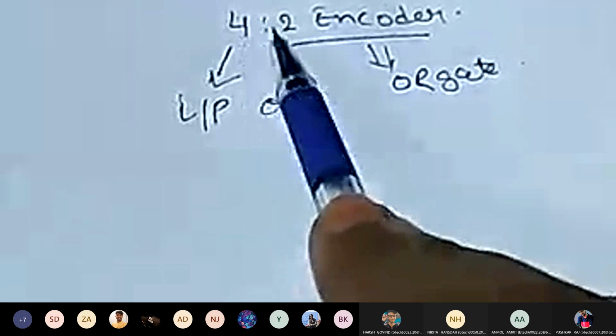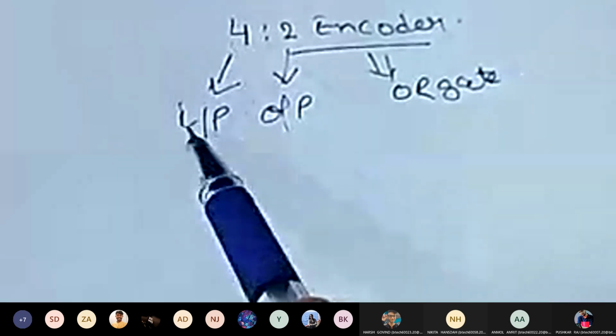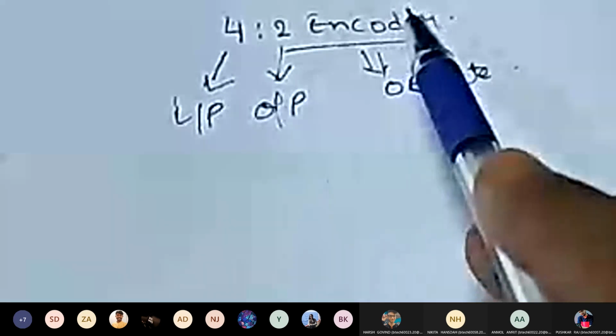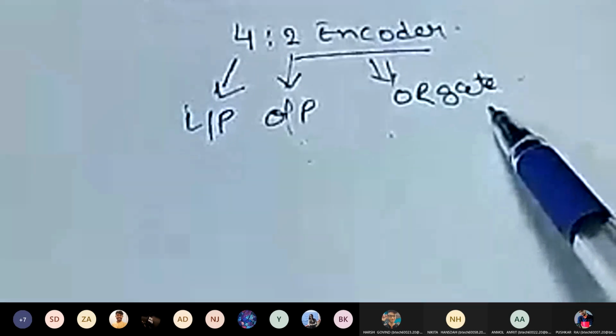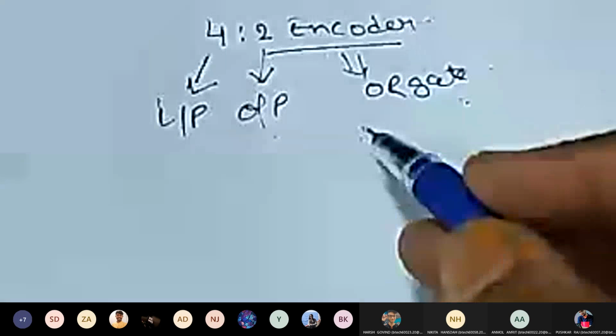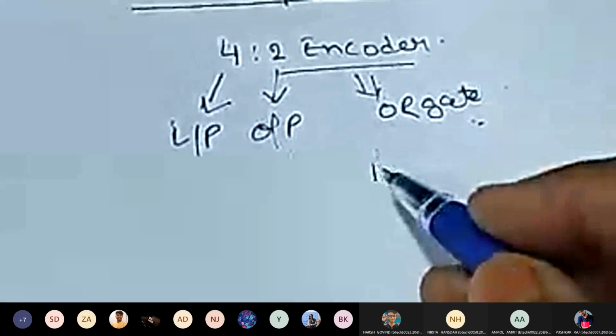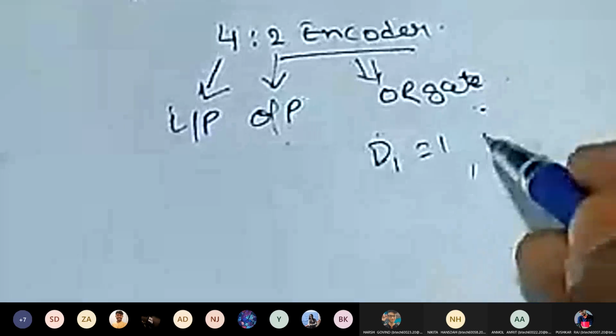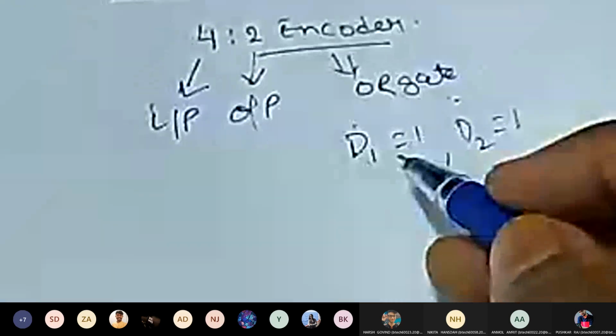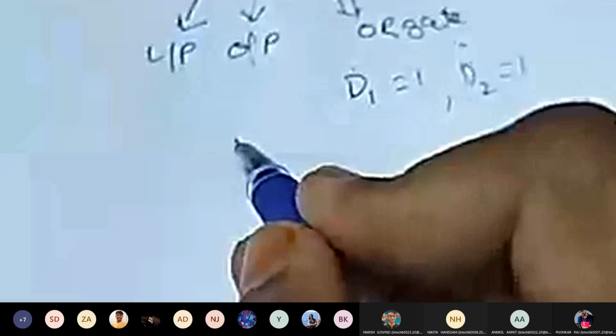Now it is okay. So already we have studied that in the 4 to 2 encoder, 4 are the inputs and 2 are the outputs, and the encoder is built using OR gates. But as I told you in the previous class also, suppose this type of condition comes, that D1 is high and D2 is also high. If D1 is high, what will be the output? Let me write the truth table for this. What will be the truth table for the encoder?